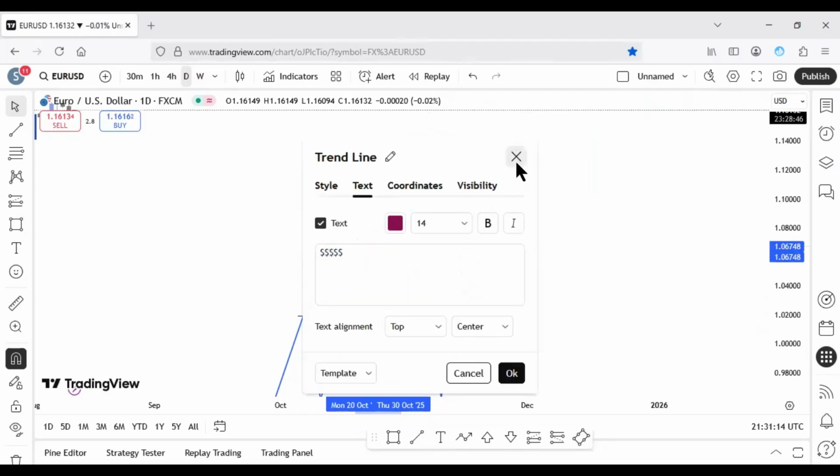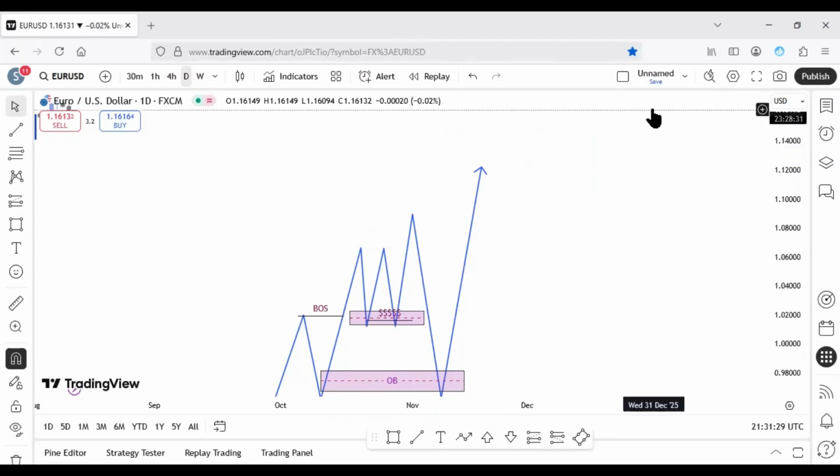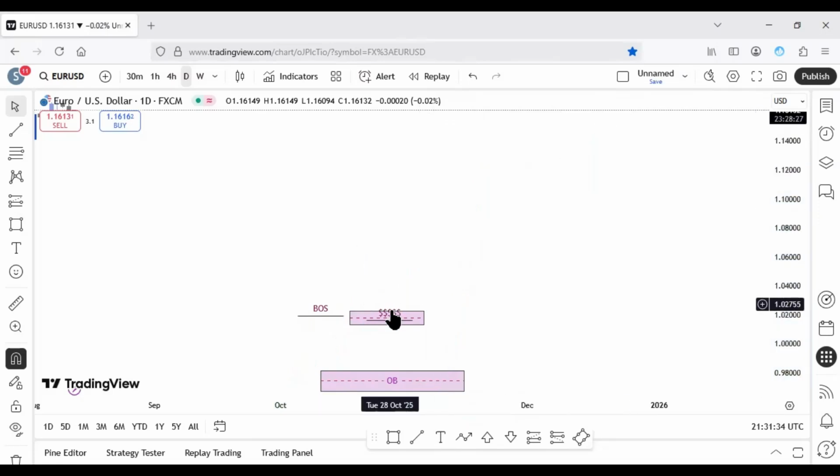Price will always sweep the liquidity and tap into our order block, and then it will proceed to the upside. So this is what we call the equal low liquidity in a bullish scenario. Now let me go to the bearish scenario.